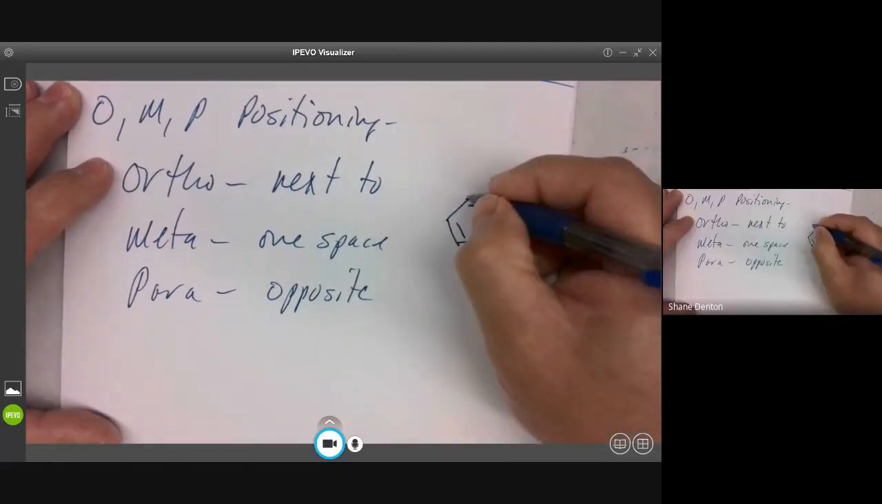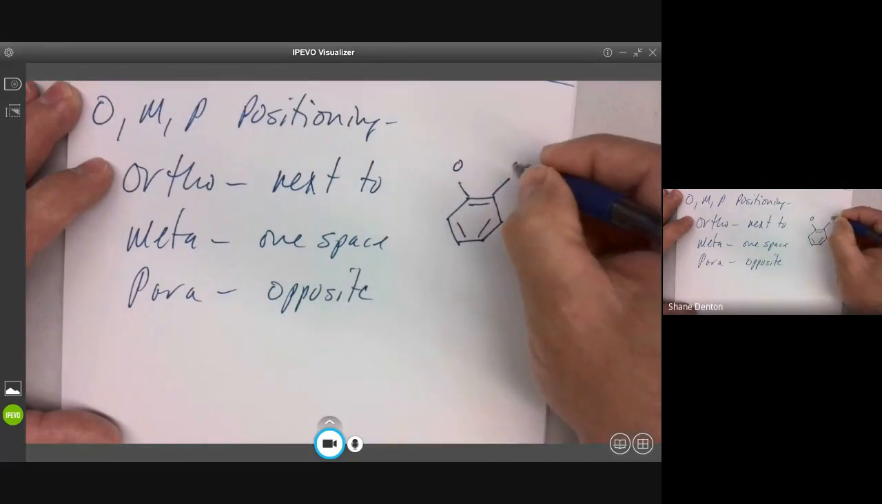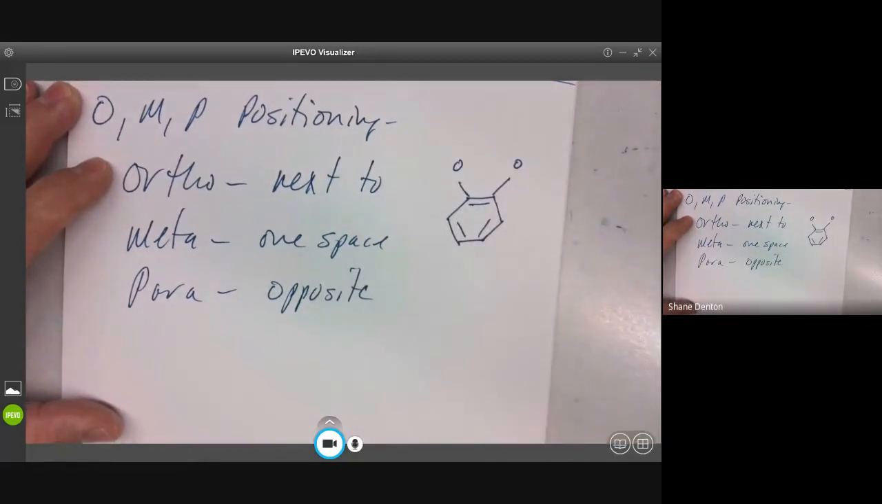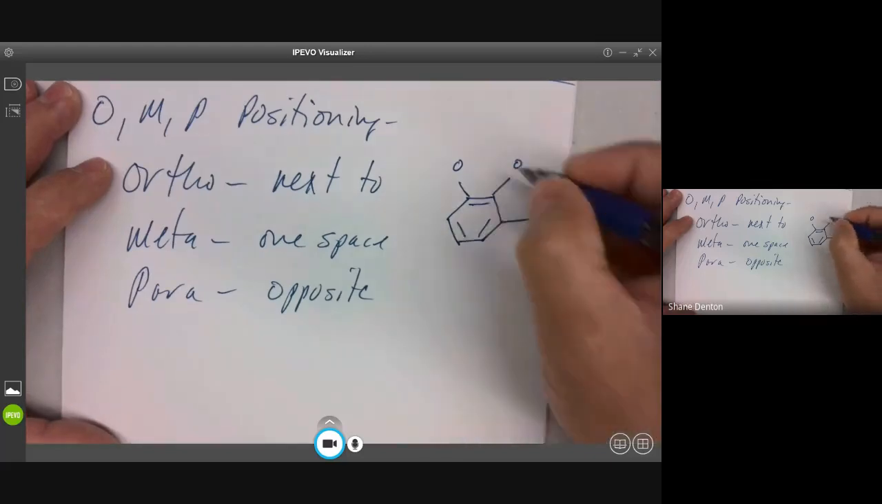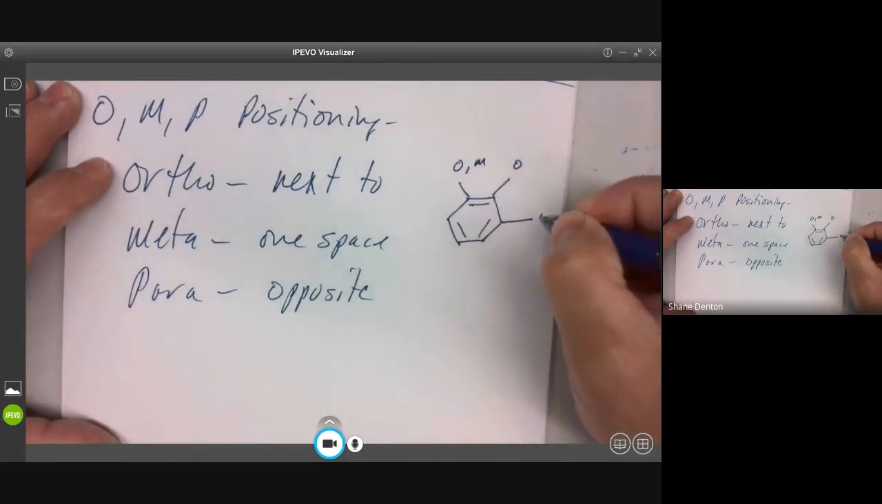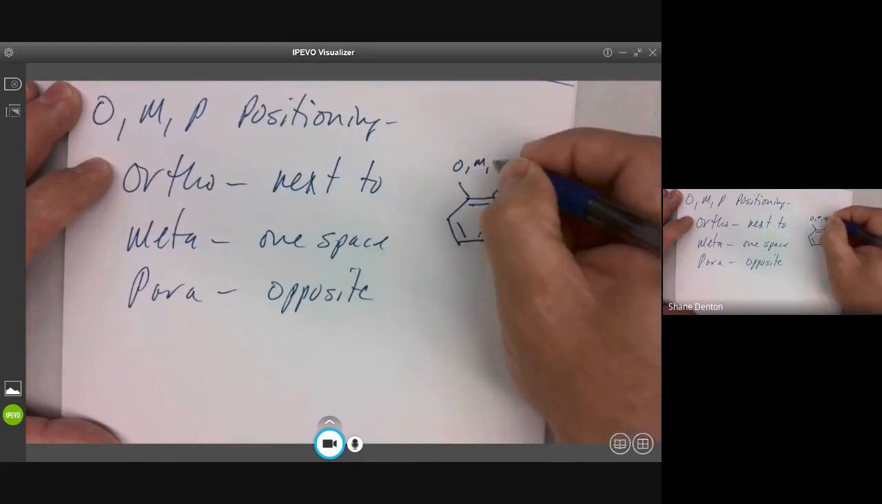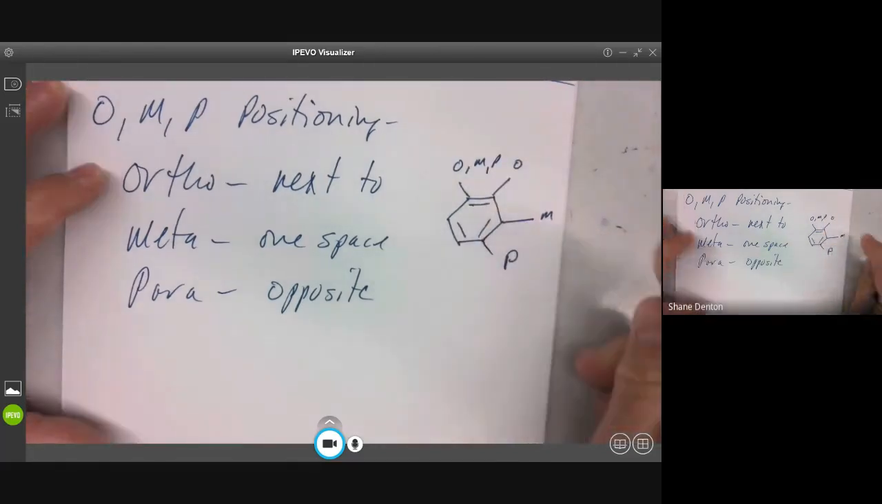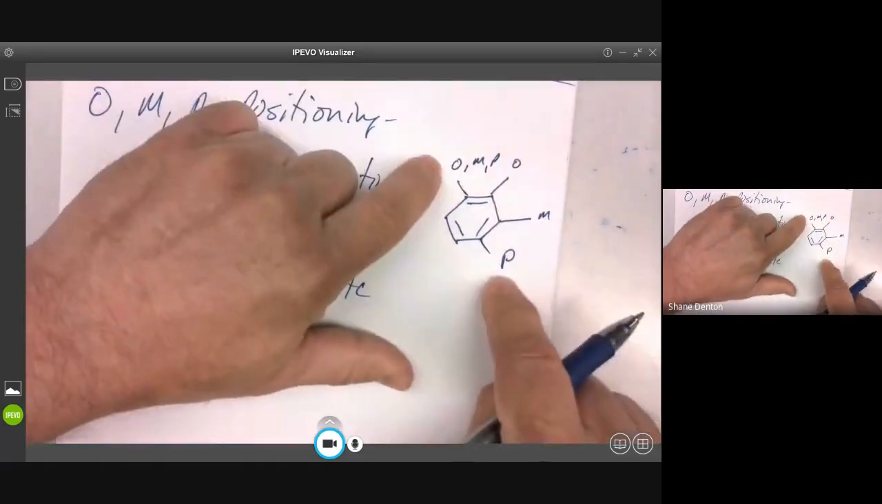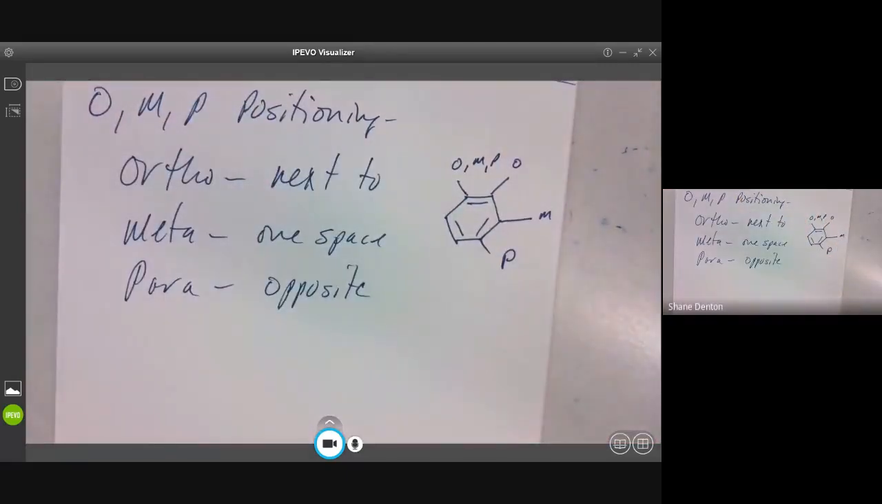Yeah. So those two would be O, right? Ortho, they're right next to each other, right? Okay, and then if I was here, meta would be there, right? And then obviously P would be there. Ortho, meta, para. That makes sense?